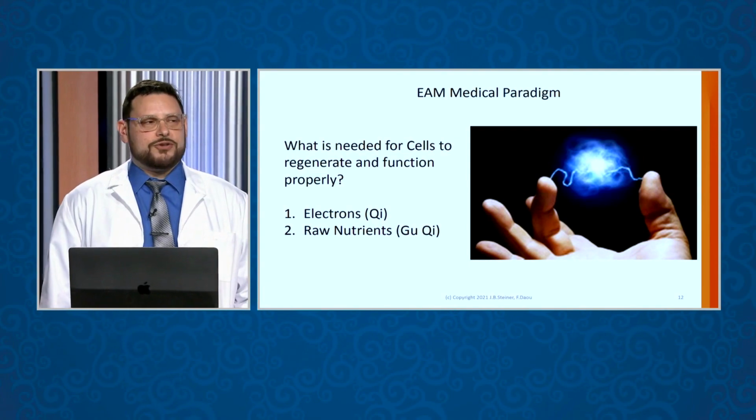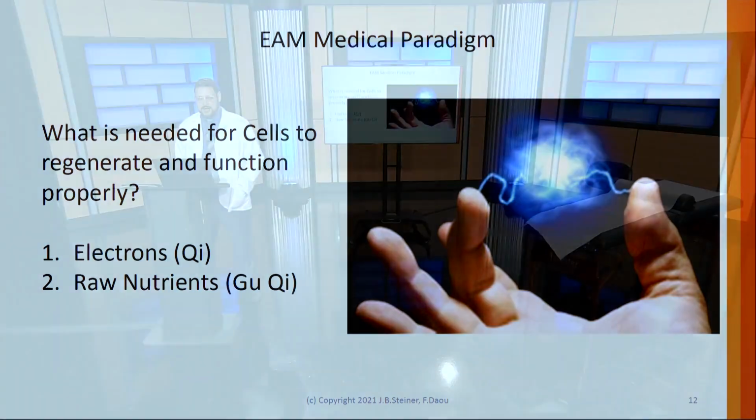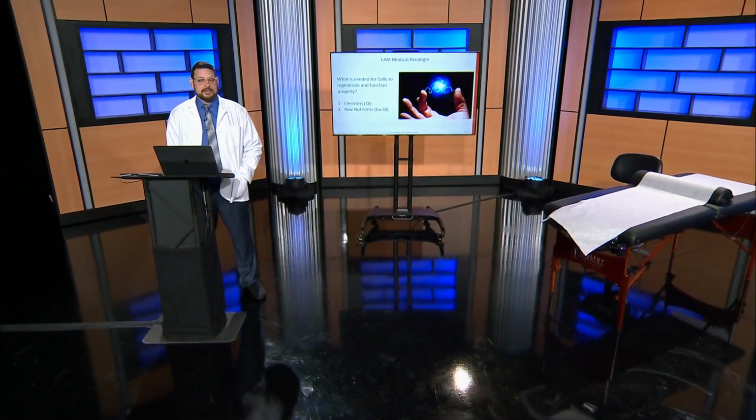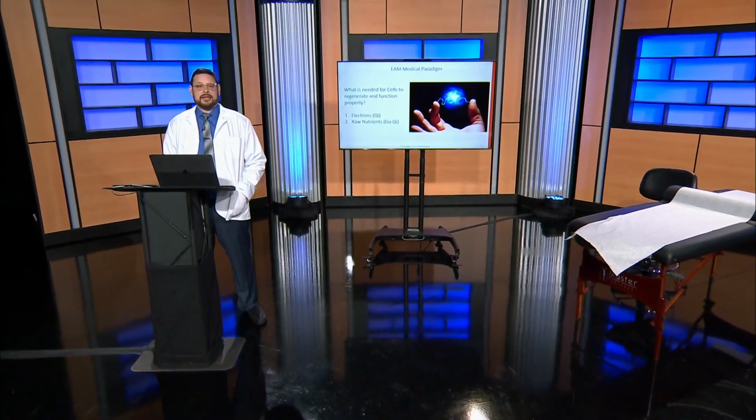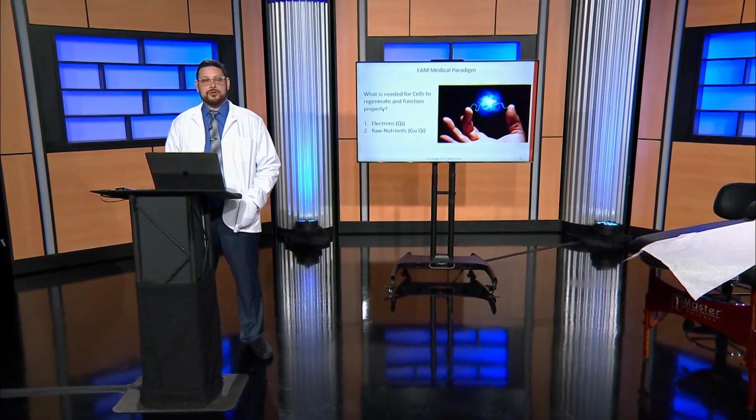This is the raw nutrients, the building blocks of cells. Because how can you build a house without bricks? How can you build cells without amino acids? How can you build neurotransmitters without amino acids? How can you do anything without the raw building blocks? And it's under our scope of practice as acupuncturists to help the patient with their diet, with supplements, with nutrition.